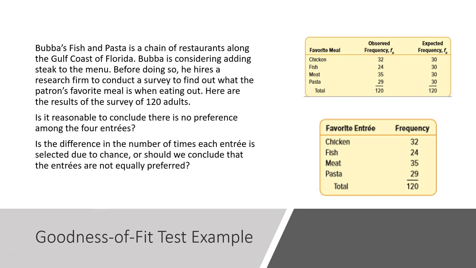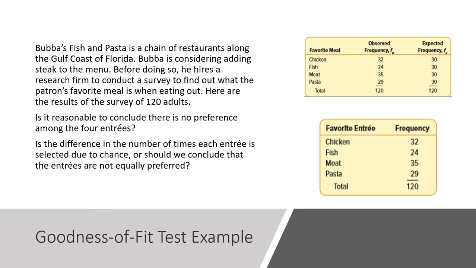So each of our categories, in the case of Bubba's Fish and Pasta, would be chicken, fish, meat, and pasta. Those are also sometimes referred to as cells. So here we have a survey of 120 adults. If the entrees are all equally popular, we would expect to see 120 adults sampled divided by 4 categories to get 30 adults per entree. And so that would be our expected frequency.